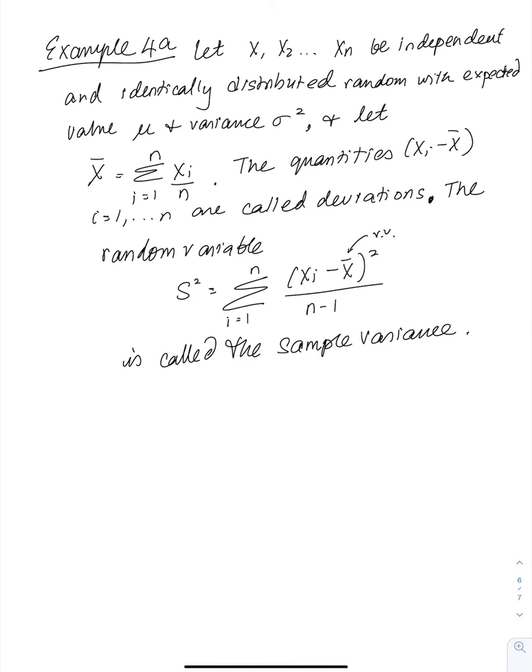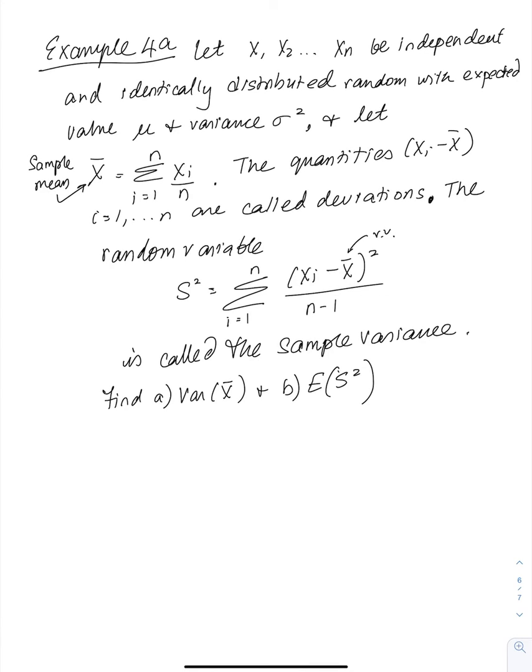Okay, so this one is called the sample mean. This is called the sample variance. You've seen that. What you want to calculate is: find A, the variance of x bar, and B, the expected value of the sample variance.